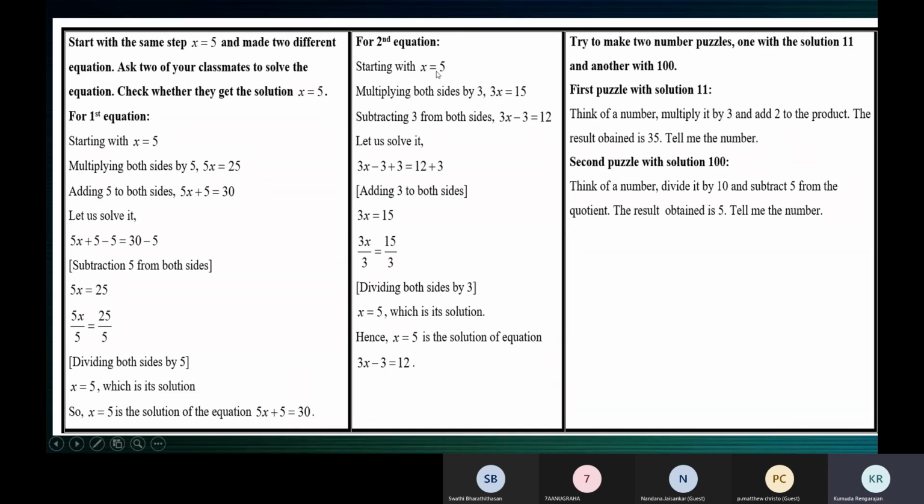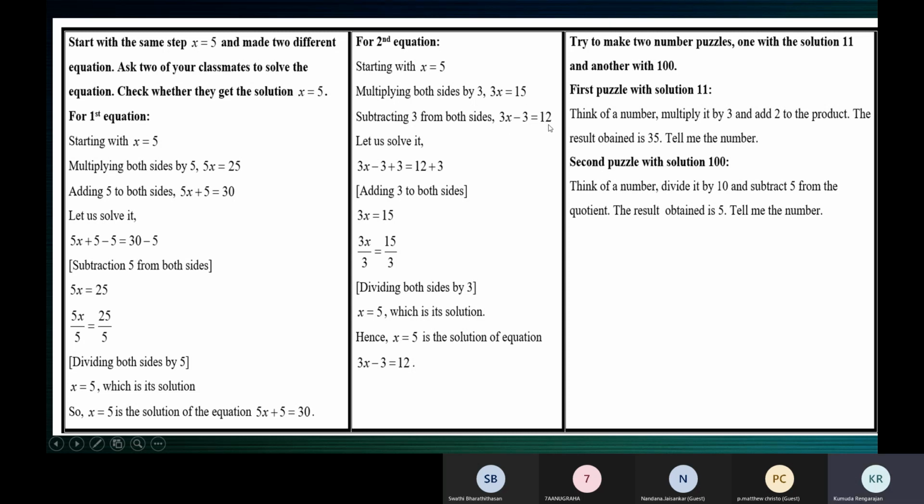But see, another friend has done this. What he's done is, he also started with x is equal to 5. He multiplied both the sides by 3, so he got 3x is equal to 15. And then he subtracted 3 from both the sides, so he'll have 3x minus 3 is equal to 15 minus 3, which is 12.